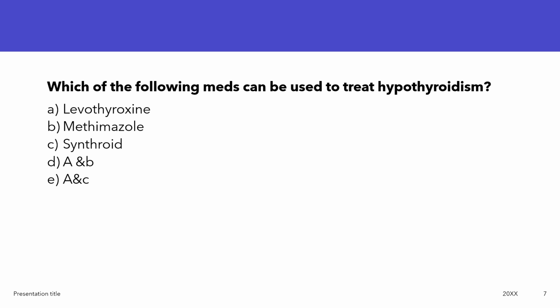Which of the following meds can be used to treat hypothyroidism? A, levothyroxine. B, methimazole. C, Synthroid. D, A and B. E, A and C. Write your answer in the comments below, and then we'll go through it together.